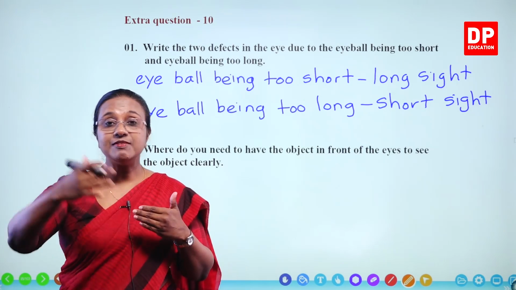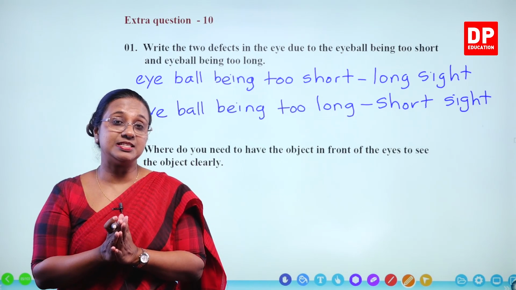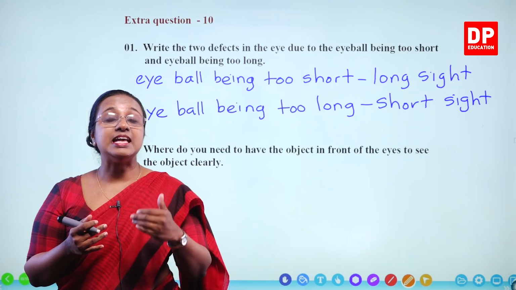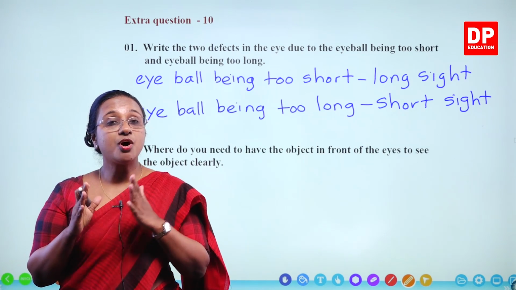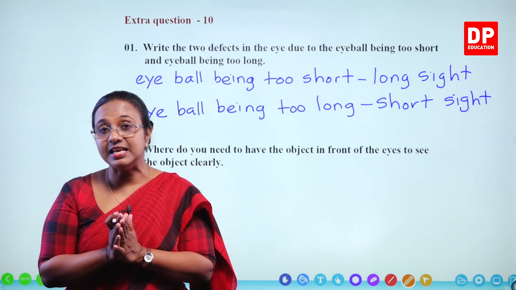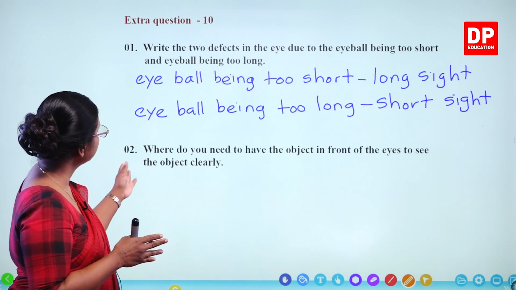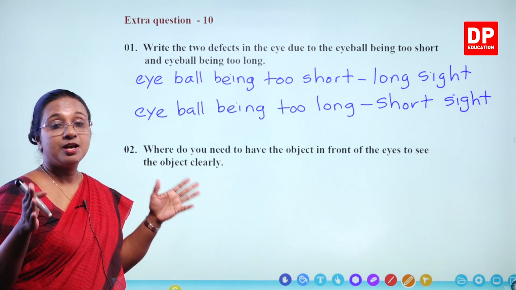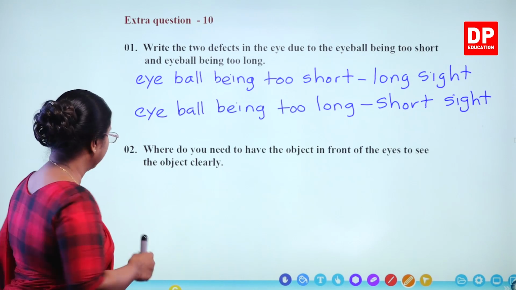That is because only when the objects are between that distance, when there is a certain object distance, the curvature of the lens can change and the image can form on the retina. So as long as the object can form the image on the retina, it can be seen clearly. So where do you need to have the object in front of the eyes to see the object clearly? It has to be in a place or at a distance where the image forms on the retina.